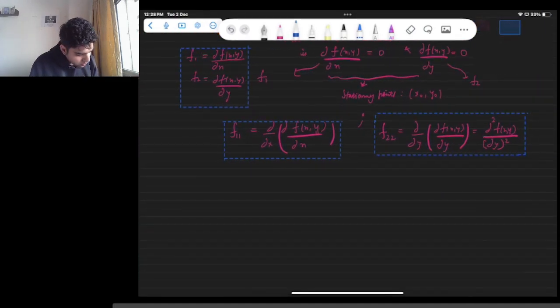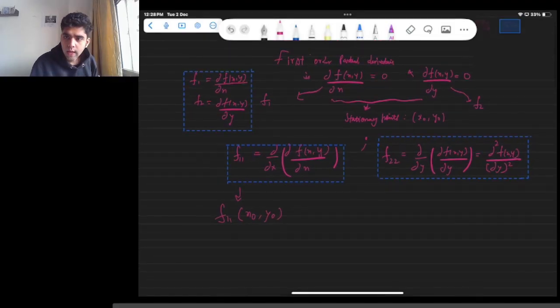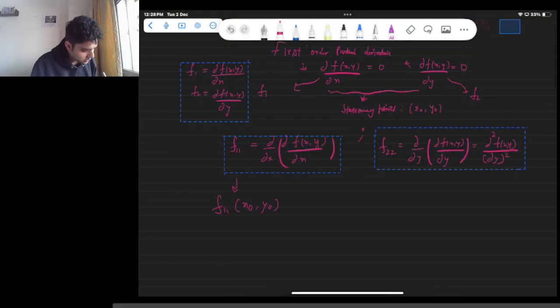So after you have found this, the expression f11 will be in variables, right? Now you will substitute your stationary point, which is (x0, y0), inside the expression, and you will get a value, a. Similarly, for f22(x0, y0), you will substitute your interior stationary point, and you will get b, right?